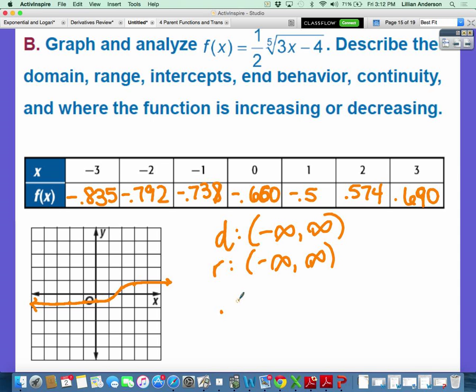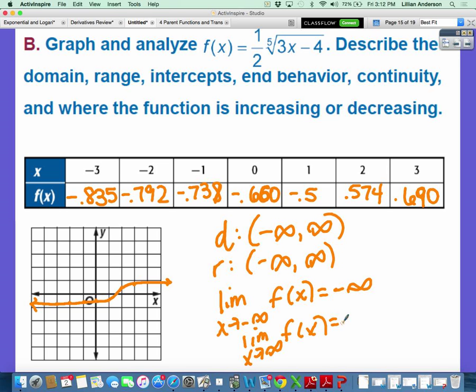I can go into more detail about it, but I am losing track of time. The limit as x approaches negative infinity, because I have both left and right end behavior, is negative infinity, because it's going to continue to get bigger. The right end behavior, as x approaches positive infinity, is also going to be infinity. Wait, they both go to infinity? No, the one on the left goes to negative infinity, the one on the right goes to positive infinity. It is continuous on the entire interval, and it is increasing the entire time.